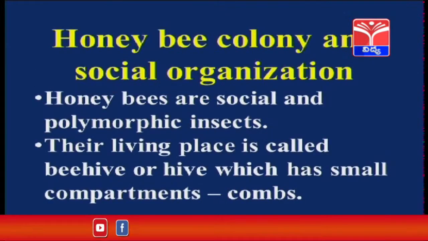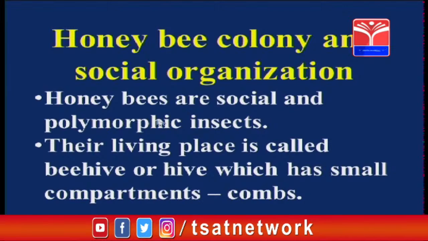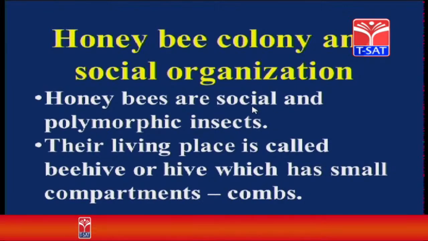Okay, children. Now, as ants live as social animals, that means they live in the form of groups, honeybees also have a social life. So, now we will discuss what types of insects are present in this. See here, children. Honeybee colony and social organization. Honeybees are social and polymorphic insects. Why are they called social insects? Because they live in groups. That is why they are called social insects.